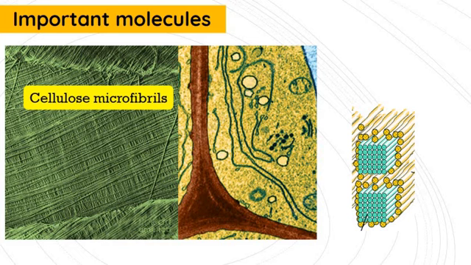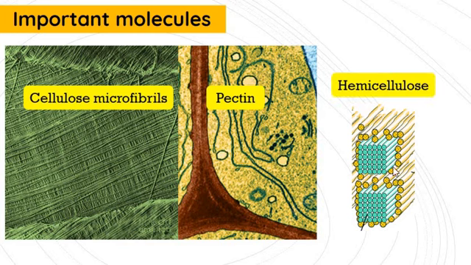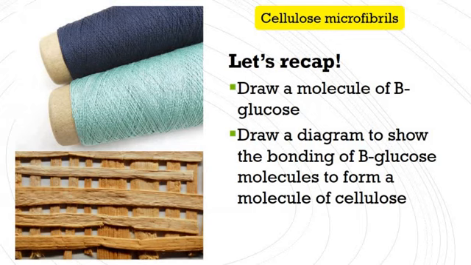We've heard of cellulose before, right at the beginning of our course, but now we're thinking about them bundled together to form something called microfibrils. Then we need to know about something called pectin. And lastly, surrounding the cellulose, we have something called hemicellulose. So we're going to have a look at each in turn, and we're going to start with cellulose microfibrils first.